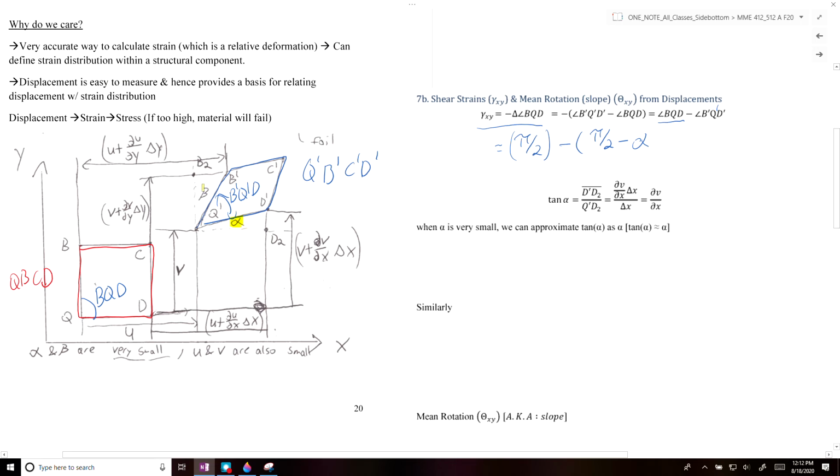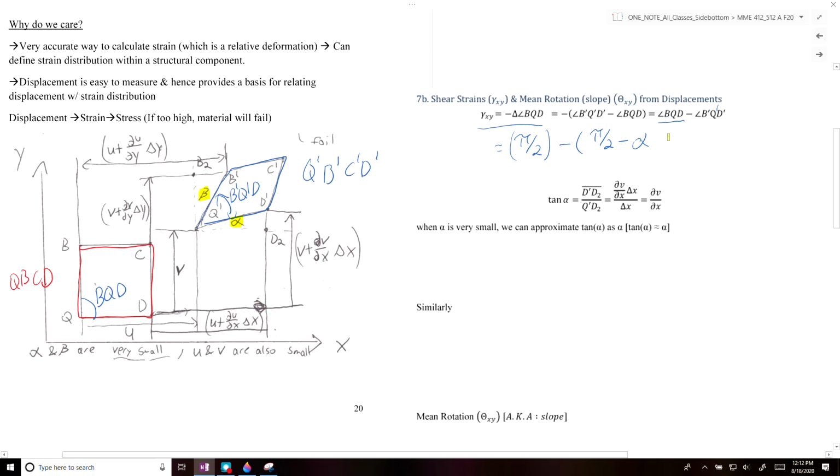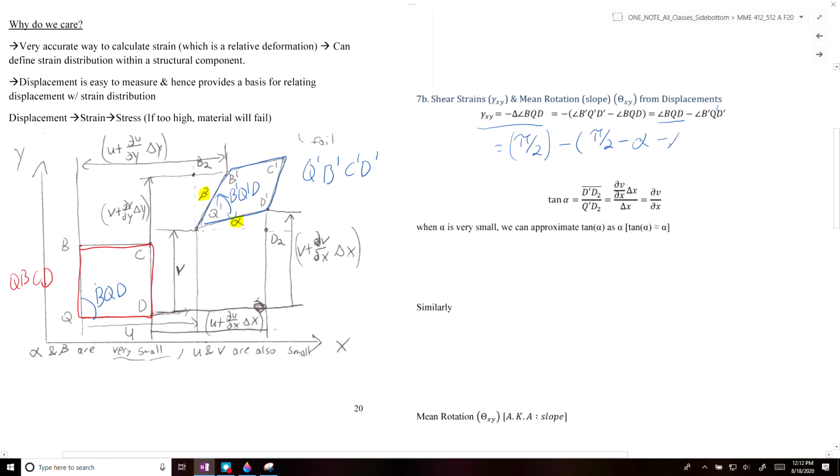And then the angle beta, so minus alpha minus beta. So if we add those all together, we'll just get that gamma xy will be equal to alpha plus beta.